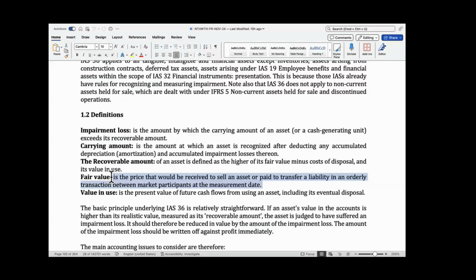That's fair value. The price that would be received to sell an asset or paid to transfer a liability in an orderly transaction between market participants at the measurement date. Next one is value in use. And value in use is the present value of future cash flows from using an asset, including its eventual disposal. So value in use is just saying that if I continue to use this asset, how much will I get all through the use of this asset?